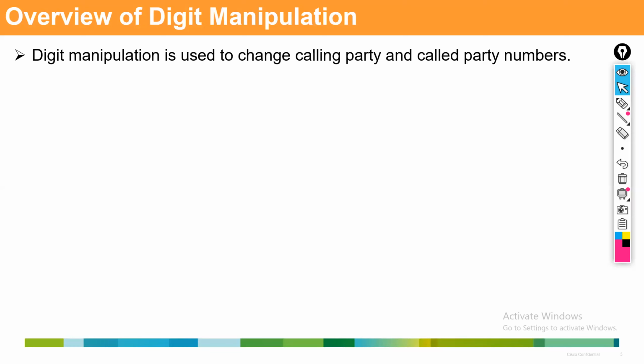Now the question is, why do you have to manipulate? Why do you have to change this number? That depends on the different scenarios. Let me explain with an example. Depending on the scenario, we are going to manipulate the number. So I have the call manager, CUCM, and we have a few phones registered here. Then I have a gateway.